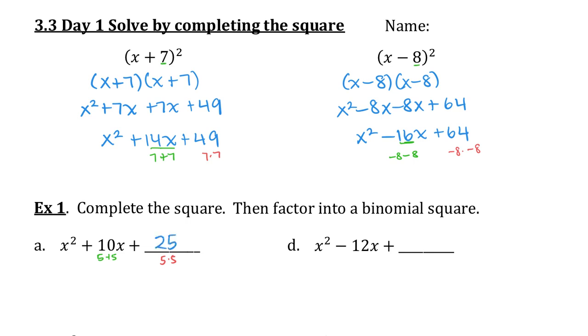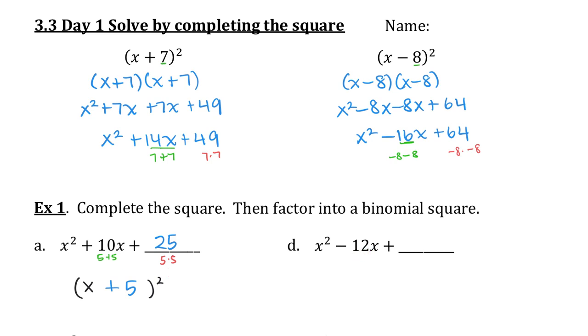Okay, now the point of completing the square, doing this, is so I can go back and write it like this. So let me go back and write it as a binomial square. Since it's x squared, it's going to be x. Since I did 5 plus 5 and 5 times 5, this must be positive 5 here. Okay, so this is completing the square, is filling in the blank here. Binomial square is this.